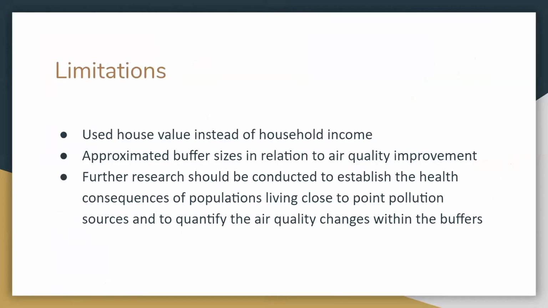Some limitations in our project were that we used house value instead of household income, which I just talked about. We approximated buffer sizes in relation to air quality improvement. We used 2, 5, 10, and 20 miles. Additionally, further research should be conducted to establish the health consequences of populations living close to point pollution sources and to quantify the air quality changes in the buffers. Obviously, this is outside the scope of our GIS project, but it's something that's really interesting that should be looked at.